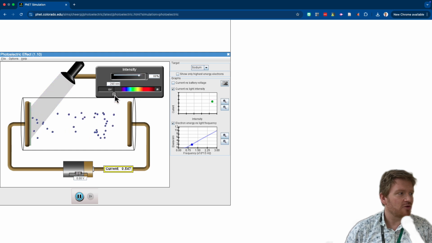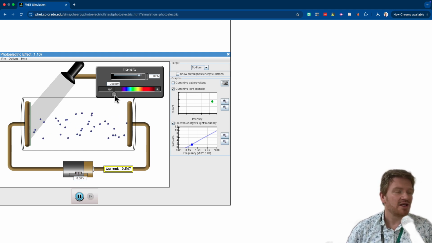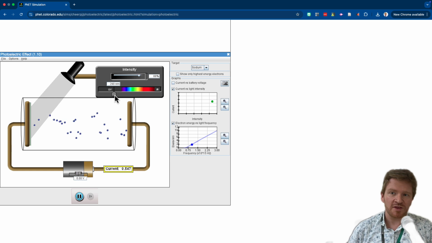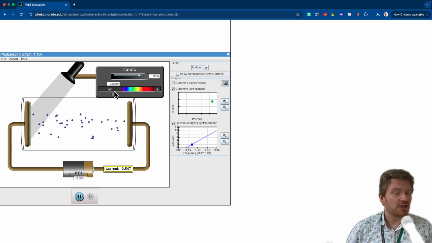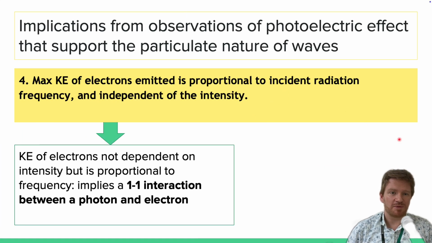If I go, though, to UV, here I've got loads of energy being given. So only a small amount of the energy that each photon is giving is actually used to overcome the attraction to the metal. The majority of the energy can go into kinetic energy, and so they can get faster. And that's how we come back to this previous implication. We can say that the maximum kinetic energy is proportional to its radiation frequency.